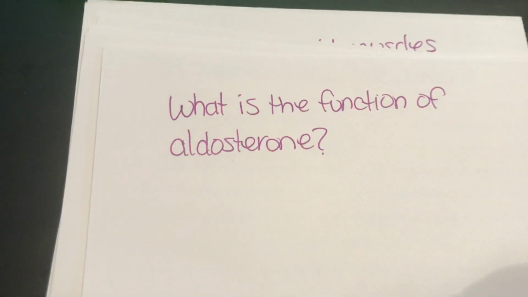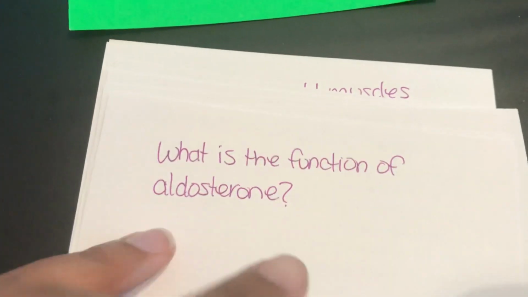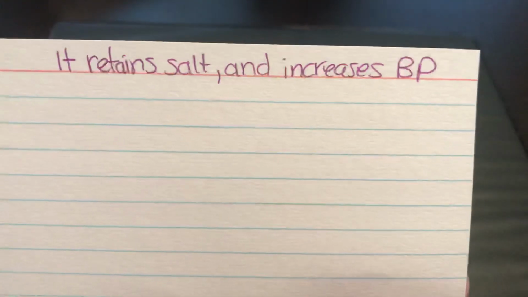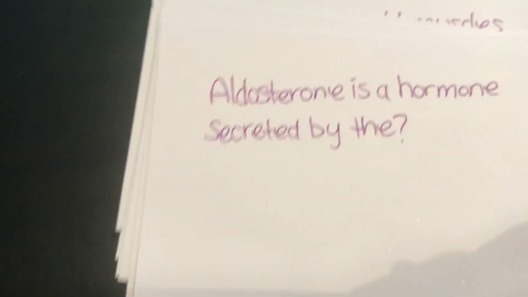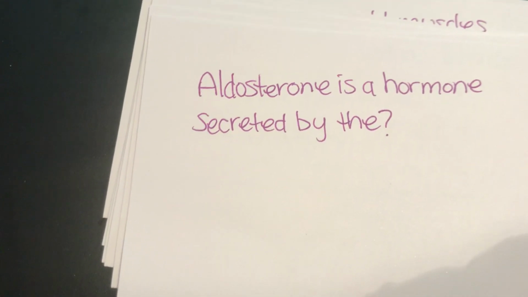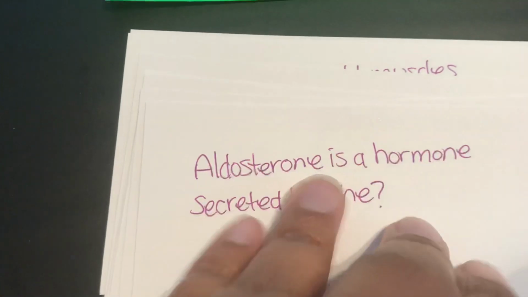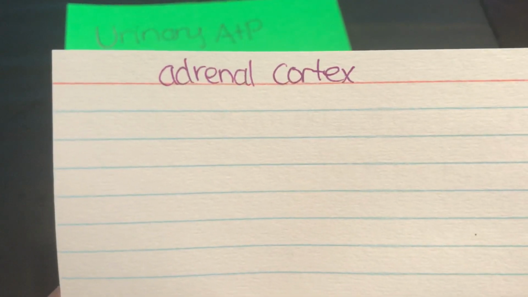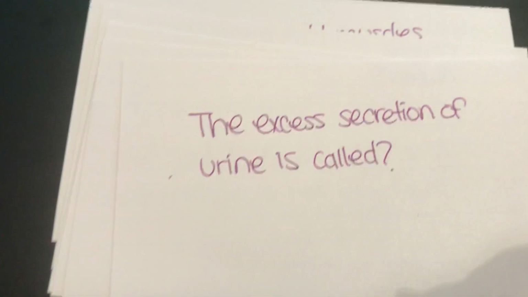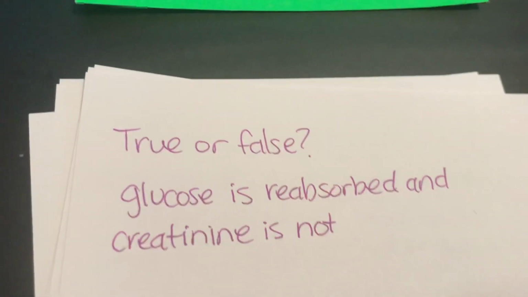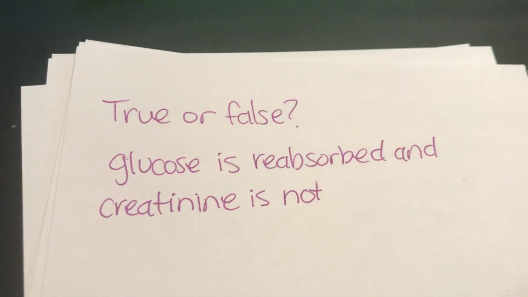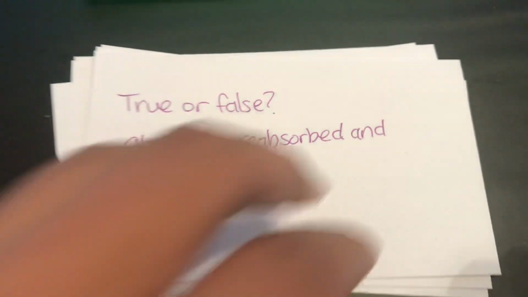What is the function of aldosterone? It retains salt and increases blood pressure. Aldosterone is a hormone secreted by the adrenal cortex. The excess secretion of urine is called diuresis. True or false? Glucose is reabsorbed and creatinine is not.